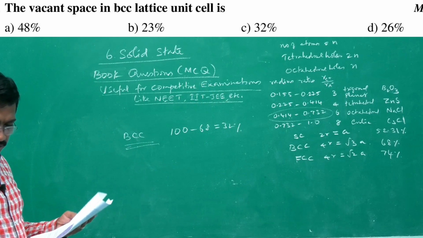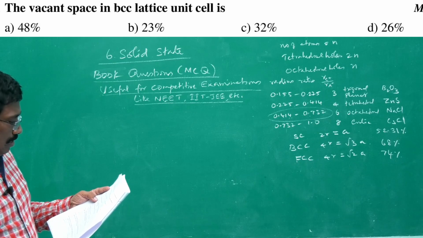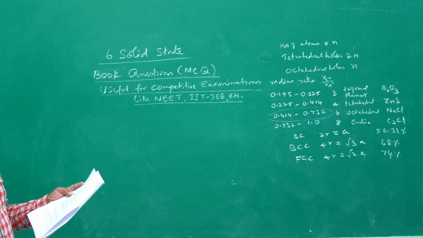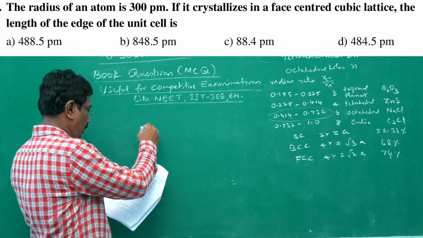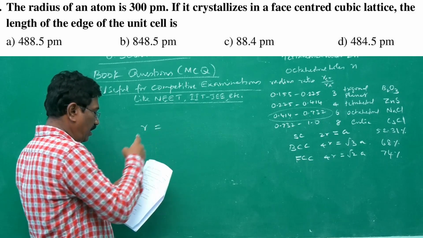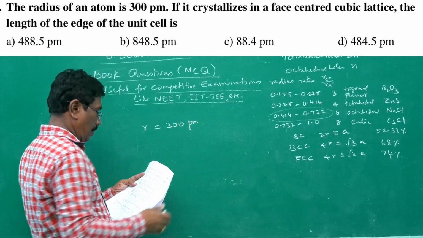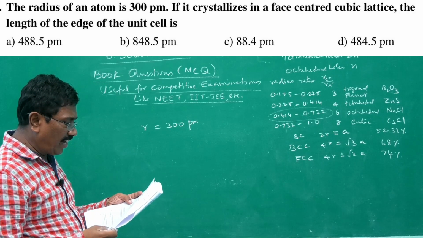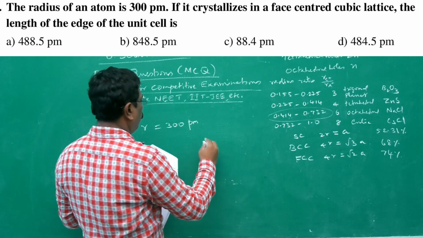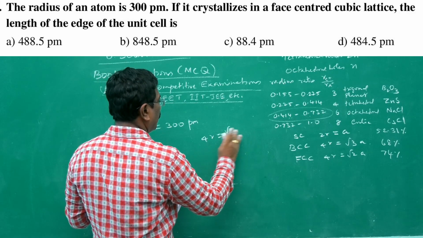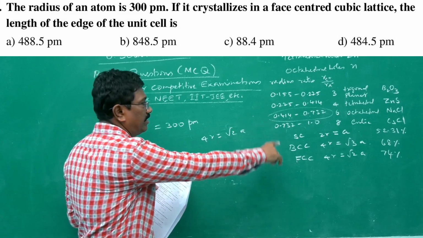All right. So option C is correct, and it was asked in the March 2020 examination in the Government of Tamil Nadu question paper. Then 15th question. The radius of an atom, it is not an ion, atom, is 300 picometer. And then if it crystallizes in a face centered cubic lattice, the length of the edge, for FCC, 4r is equal to root 2a. 4r is equal to root 2a for FCC. Don't forget these things, we should remember always.